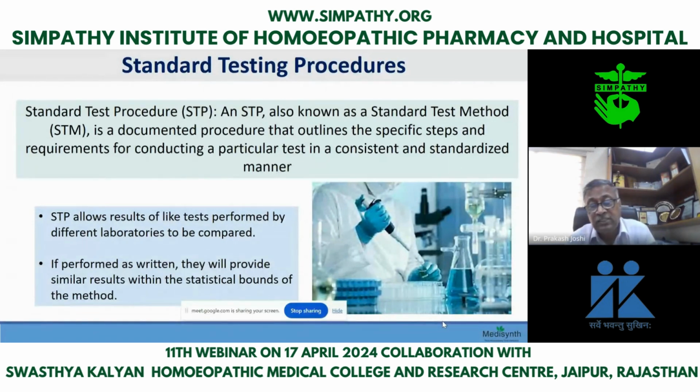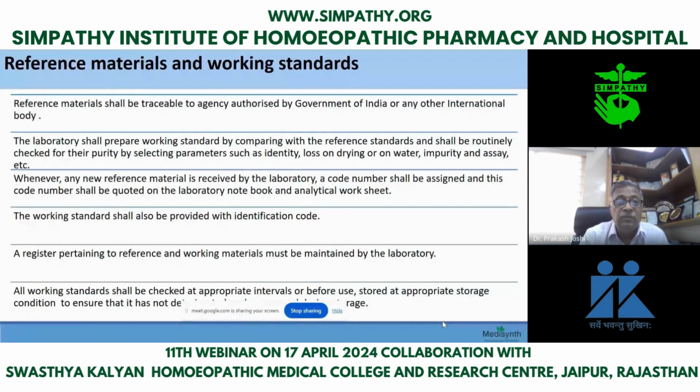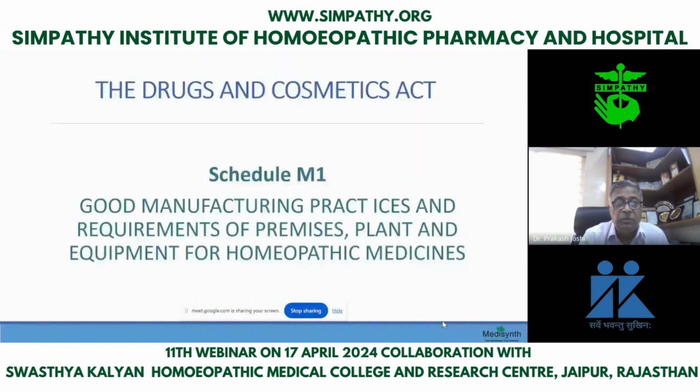So the role of STP is whosoever works, because the laboratory will remain. The persons are coming and going. So there, if you have an STP, then the result will not vary. So that is why this STP is very, very important. And that is why there is the reference material. It is very important that you should have a reference material. Then only you can test properly.